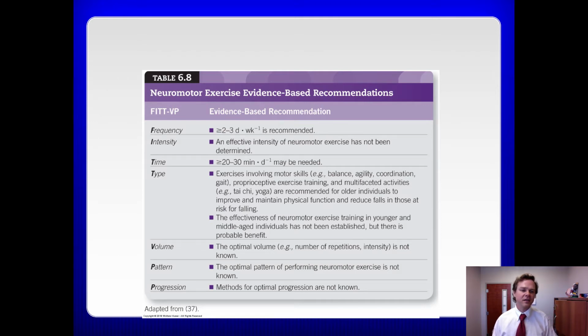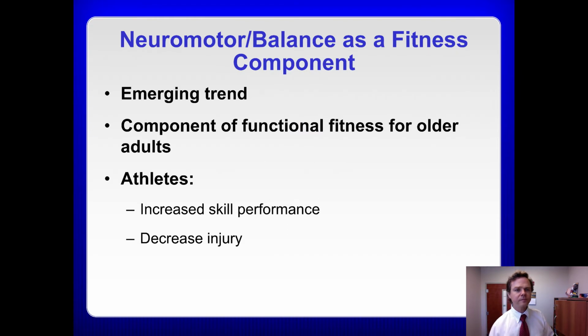So we all realize that neuromotor balance training is important. We haven't really been able to put a handle on putting parameters around it, but definitely it should be incorporated into the things that you do. And this is more from the Hayward text. So I put those two terms together, neuromotor and balance. It's just the ACSM text versus the Hayward text. It's an emerging trend. We're paying a lot more attention to it now than we did before. It is a component of functional fitness for the older adult, but for athletes, it's very important. It's very important for everybody in their daily lives to increase skill performance to a certain extent.